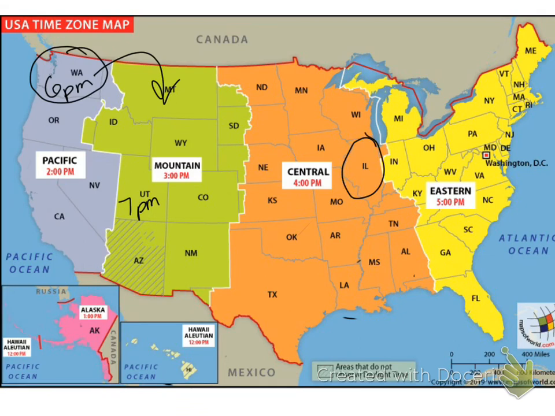Okay. Now let's say I have a brother that lives in Chicago, Illinois. Okay. He lives in the Central time zone. If he's going to call me before he goes to work at 7 a.m., that means I can expect him to call me here in Utah at 6 a.m.